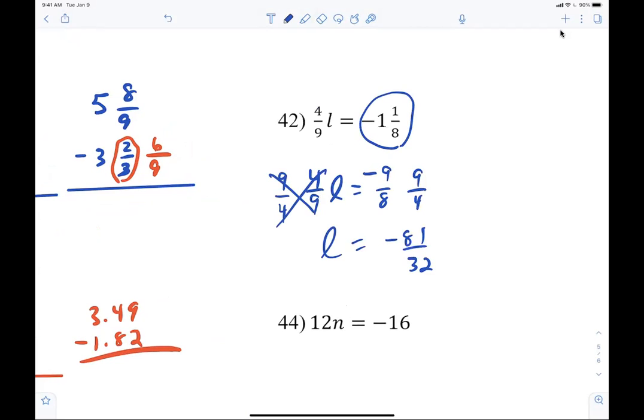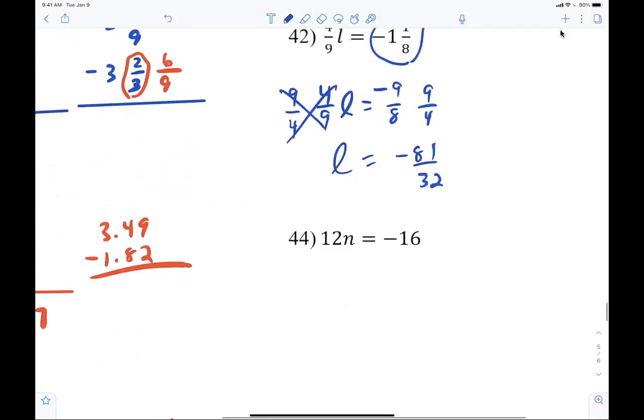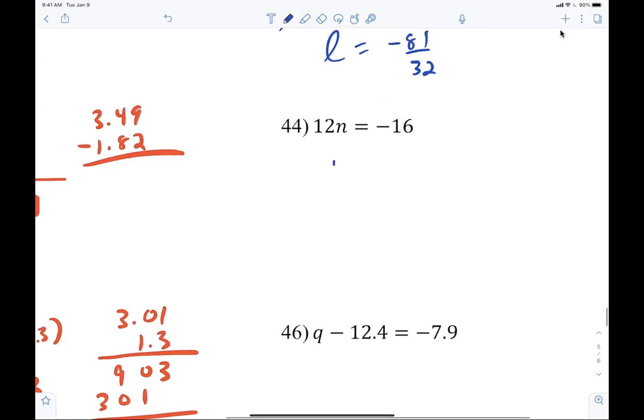I can't hear you. 16 divided by 12, right? And then you reduce the fraction. You having trouble reducing? Negative 4/3, right?